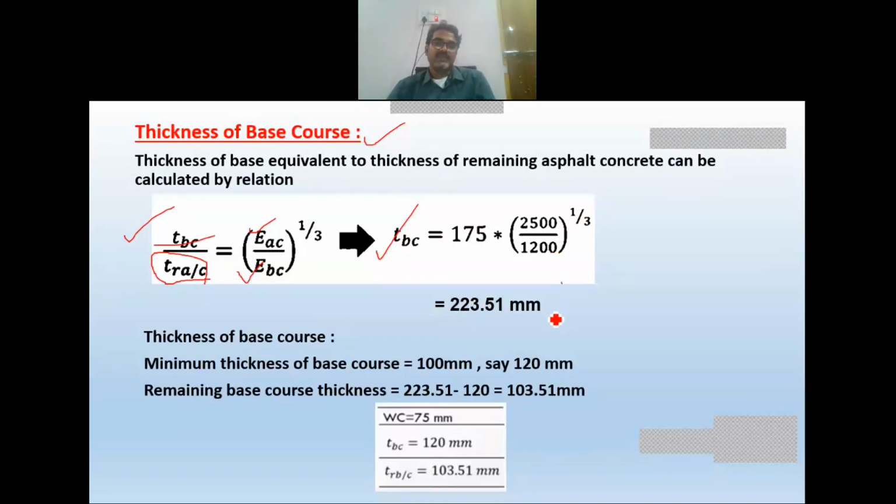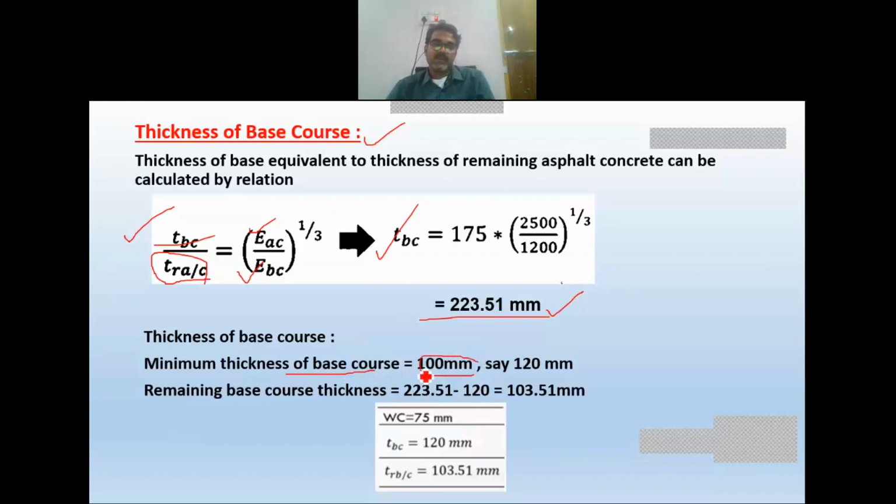What is this? This is the thickness of base course below the wearing course of 75 mm. But anyway, we won't provide this thickness directly as base course material, because we also provide sub-base course below that base course. Therefore, you can divide these 223 mm into two layers by assuming a minimum base course thickness of 100 mm.